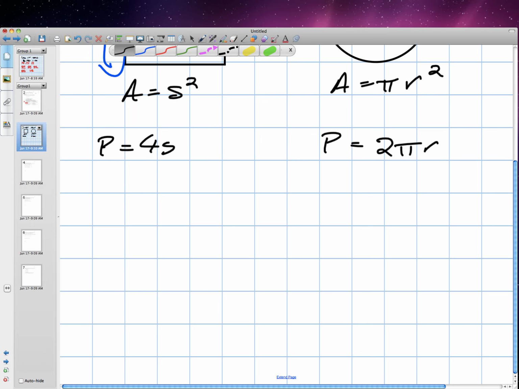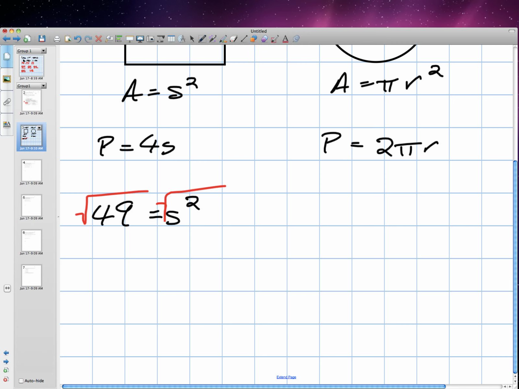To figure out how long a side is, I have to isolate S. So what would I do to both sides of the equation to get rid of that power of 2? Square root, good. So you square root both sides. How long is each side of this square? Perfect. So we're looking at 7, is it meters, centimeters? Centimeters? All right. 7 centimeters is the side of one of these.